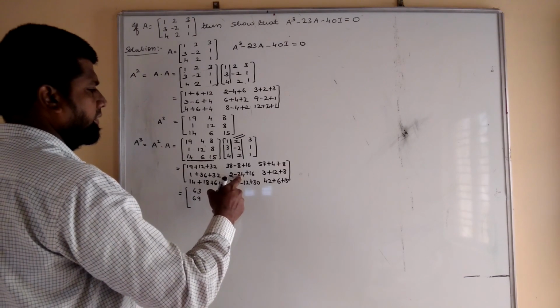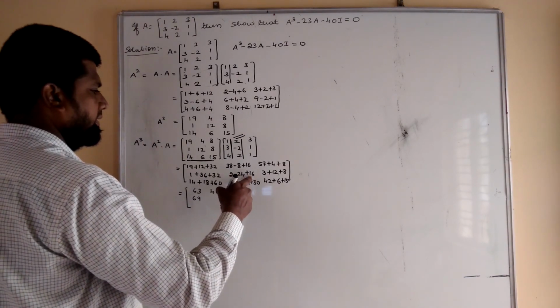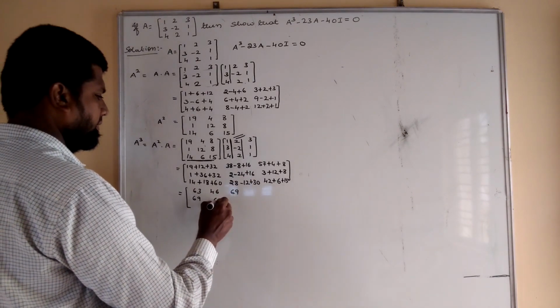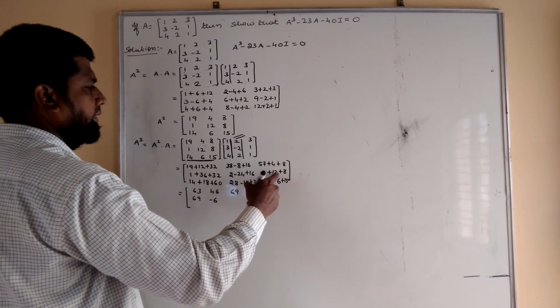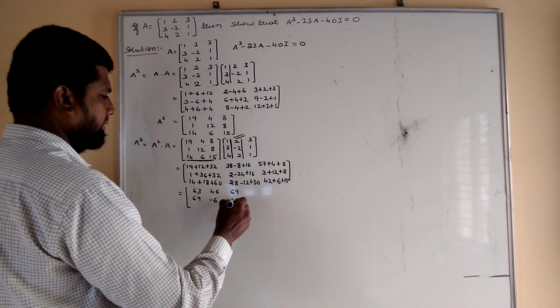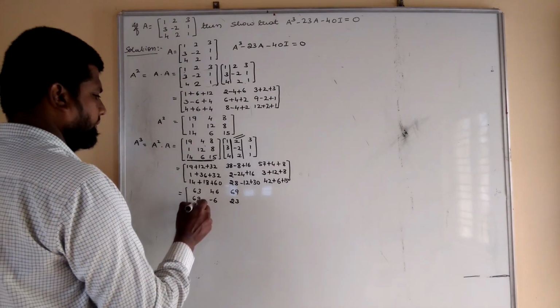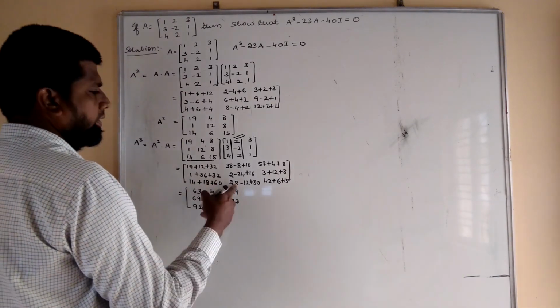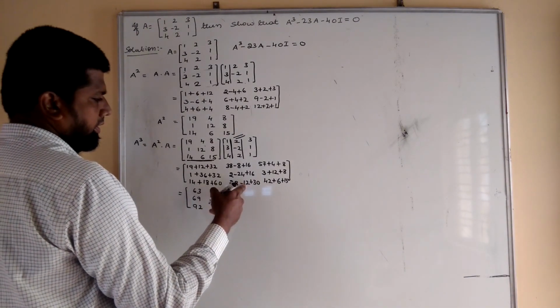2 minus 24 is minus 22. Minus 22 minus 16 is minus 6. 3 plus 12 is 15. 15 plus 8 is 23. 14 plus 8 is 32. 32 plus 60 is 92. 28 minus 12 is 16.